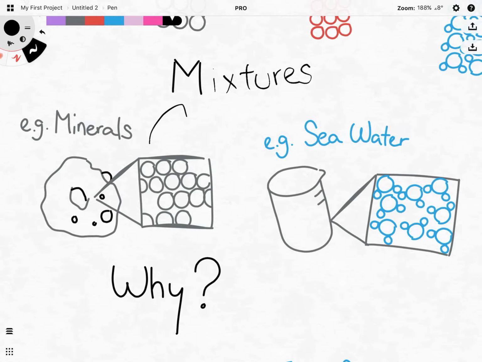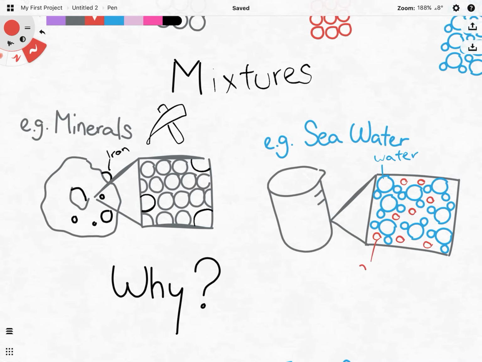For example, if I'm a miner who just wants to mine for iron, this is going to be a hassle. We find that iron doesn't just exist by itself. It's often found intermingling between other elements or compounds. Or take seawater, for example. Seawater is a mixture of purely water as well as a mixture of salts that have been dissolved in the water.